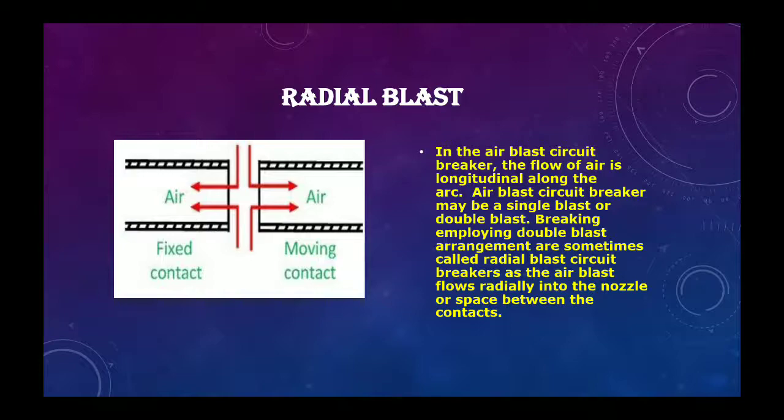So here you can see the double blast effect is taken into account. Double blast means from these two sides of the reservoir the air comes between the contacts and extinguishes the arc. So that is the radial blast. It is a very efficient type of air blast circuit breaker, that is the radial blast circuit breaker.